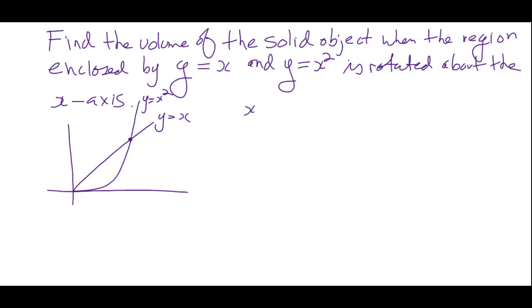So, okay. x squared is equal to x, which means what? x squared minus x is equal to 0. So x equals 0, and x equals 1, right? So it starts at 0, 0, and it goes to 1, 1. So we've got that solid.